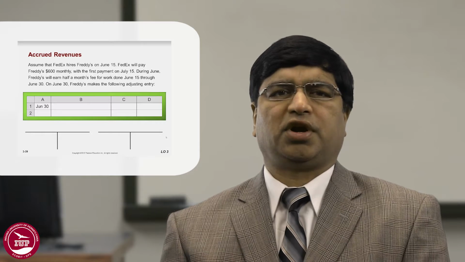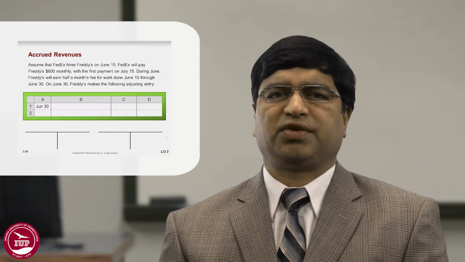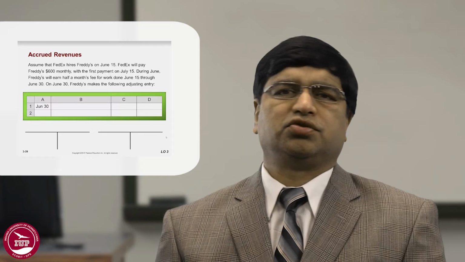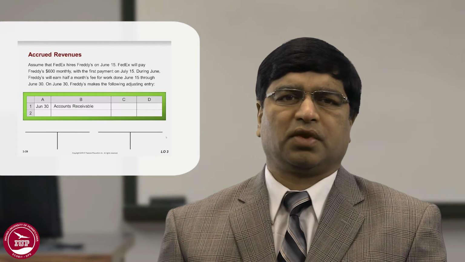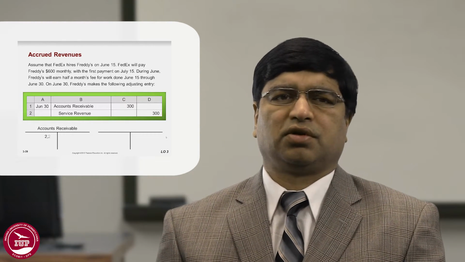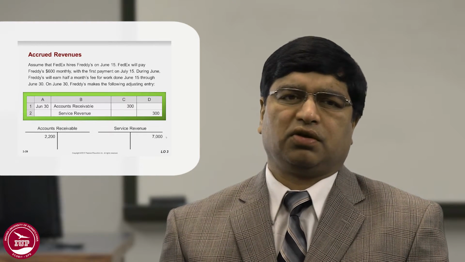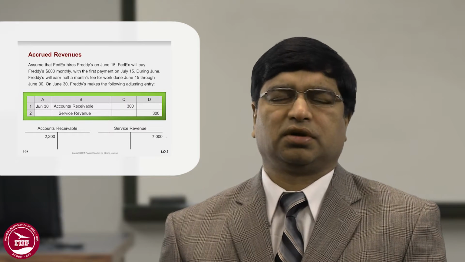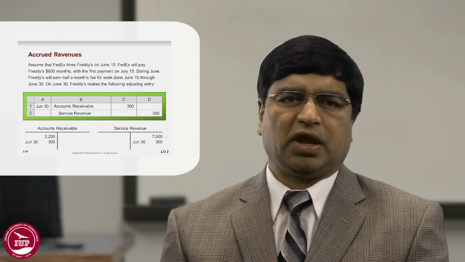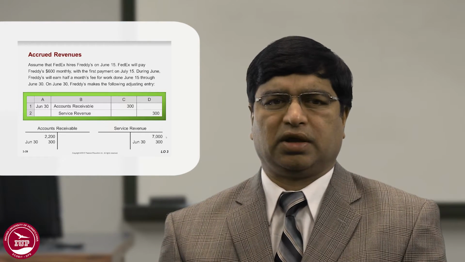During June, Freddie's will earn half a month's fees for the work done from June 15th to 30th. In terms of receivables for the half month, you have $300 which you will receive later. So in this case, you have the account receivable debited and service revenue credited. In this, you have not received the cash, but the right to receive the money. And you can record that in a ledger account.